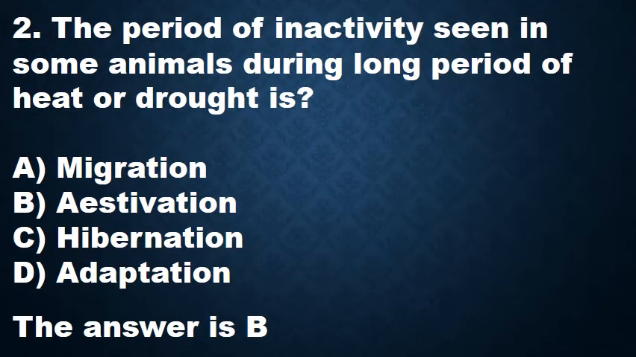2. The period of inactivity seen in some animals during long period of heat or drought is A. Migration. B. Estivation. C. Hibernation. D. Adaptation. The answer is B.